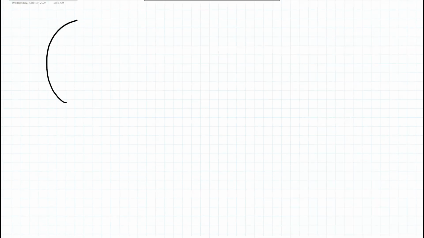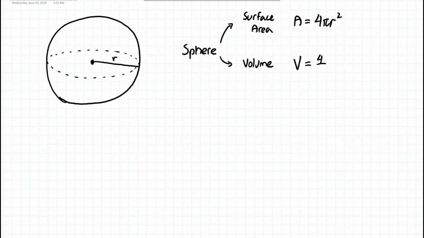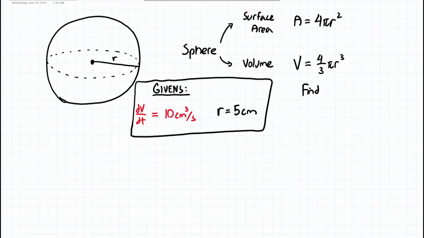Now let's jump in. Just like the last problem, we start this off by drawing a picture of a sphere and recalling the surface area and volume. This gives us an understanding of what we're working with, and the givens will show us how to use them to find our solution. For this problem, we're given the radius and the rate of change of volume over time. We need to find the rate of change of surface area though.